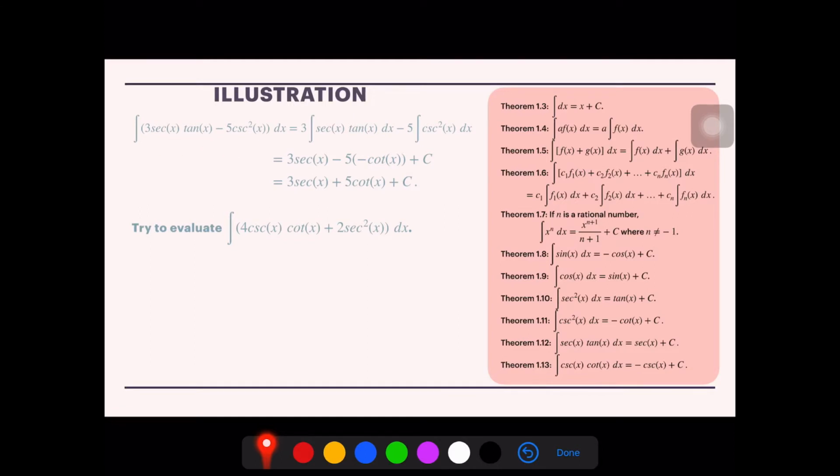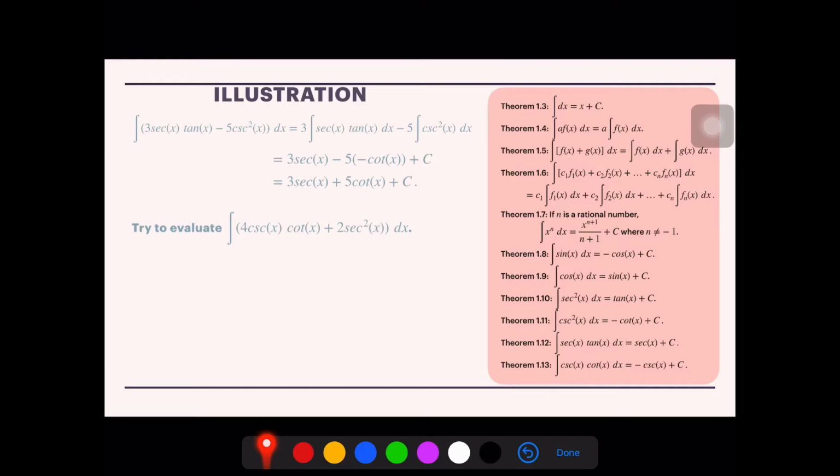For our first item here, clearly we are to use theorem 1.5 and theorem 1.4. That is, we are to use theorem 1.5 to separate the two given functions here. And so we have 3 times antiderivative of secant x tan x dx minus 5 times antiderivative of cosecant squared x dx. So again, if you want to have a discussion on how to make use of theorems 1.3 to 1.7, just watch first the suggested video there at the upper right corner of your screen.